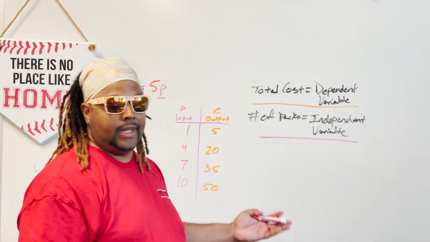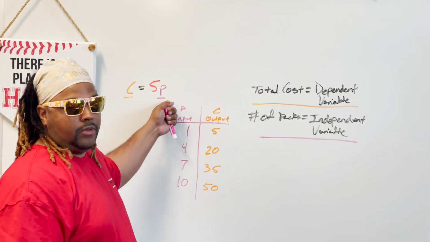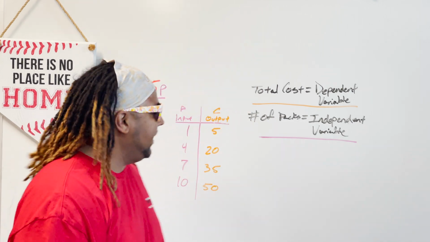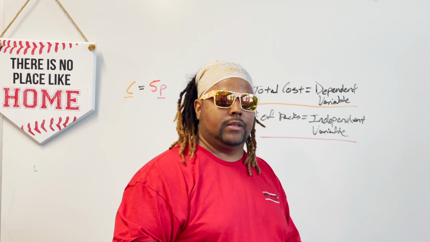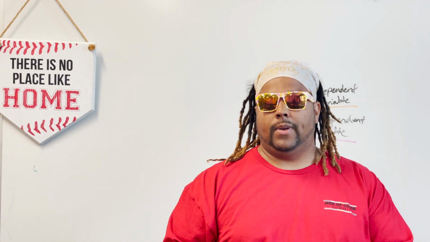So that's how we understand the difference between an independent and dependent variable. The independent variable is the number that's by itself, doesn't require anything else to give it its value. And the dependent variable is a number that requires other things to give it its value. Let me give you a couple more examples of equations that have independent and dependent variables.